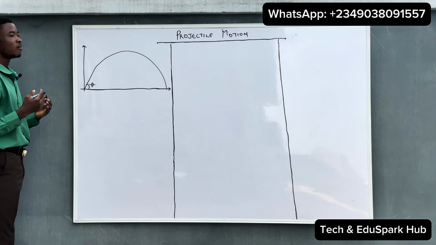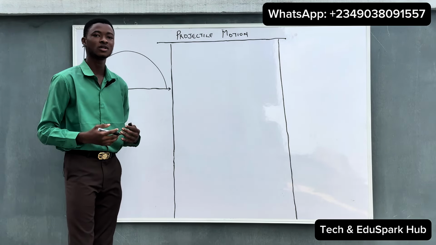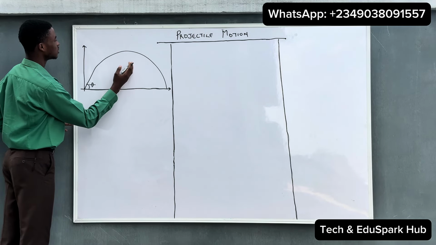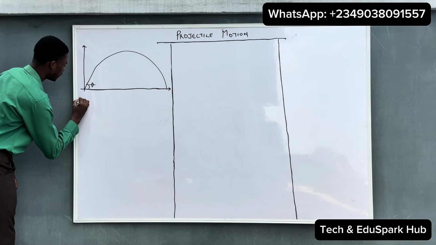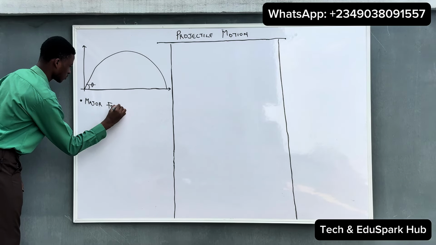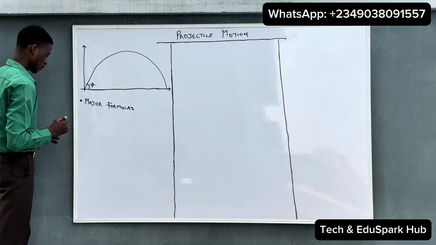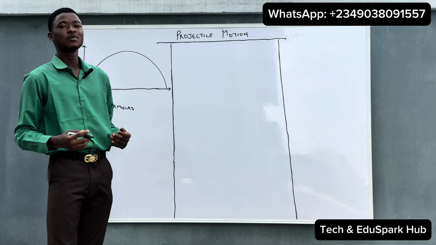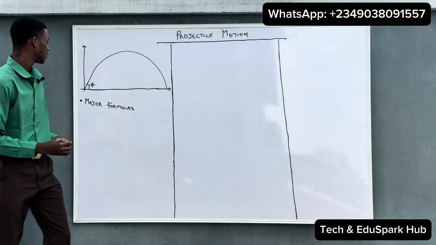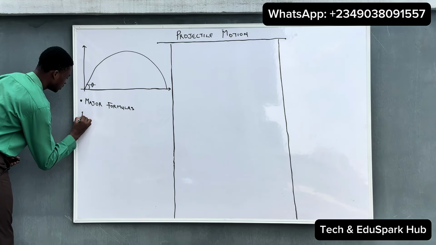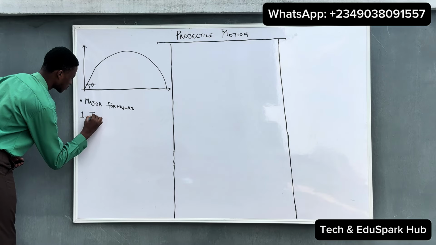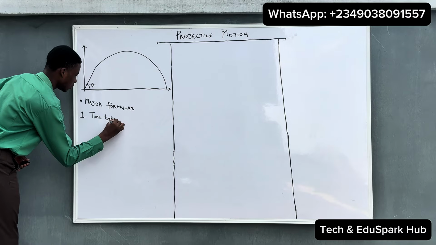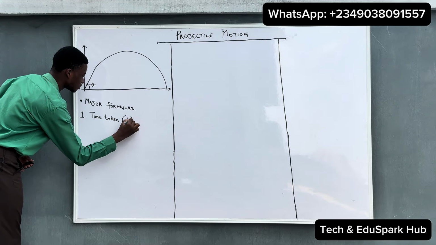Now let's look at some major formulas of projectile motion, and when we are looking at the major formulas, we'll be putting them on this diagram of projectile motion. Looking at the major formulas, the first formula that we have is known as the time taken. So this is the first formula, the time taken, which is denoted as the small t.